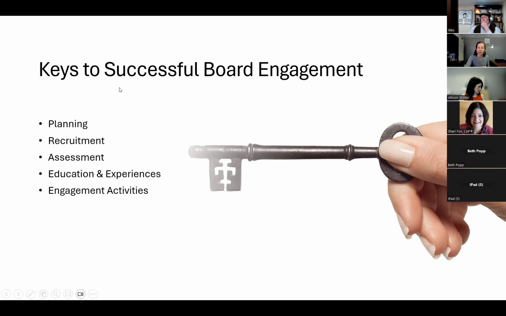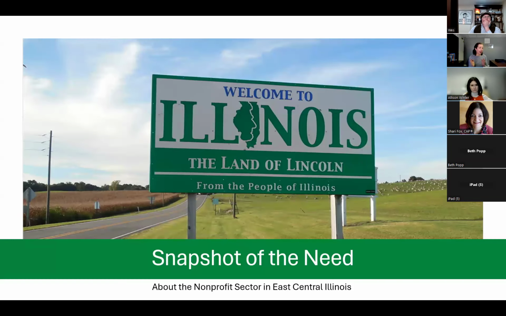So I'm going to go ahead and move us along to share for the next few minutes some broad context of the unique role of the nonprofit sector in East Central Illinois. I want to clarify, when I'm talking about East Central Illinois, these are the counties that I'm referring to. They happen to be our service area with the Community Foundation, which includes Champaign, Ford, Iroquois, Vermilion, Douglas, Edgar, Coles, Moultrie, and Piatt counties.